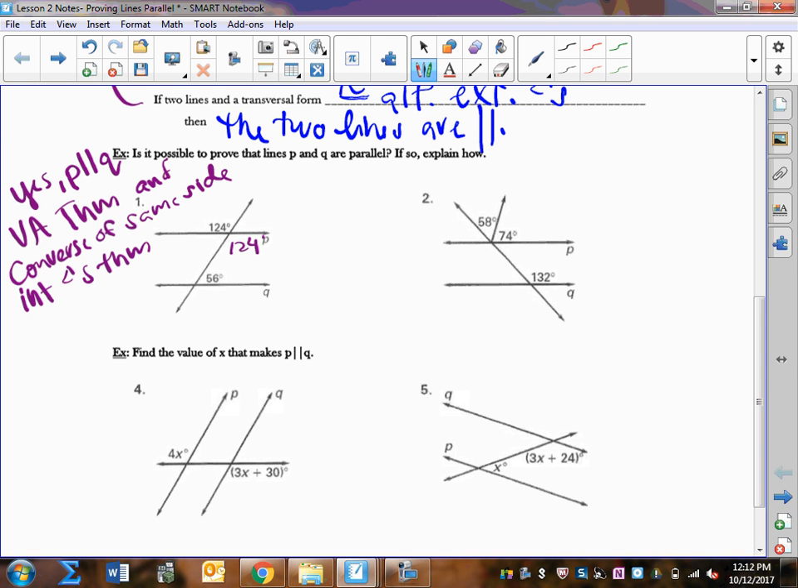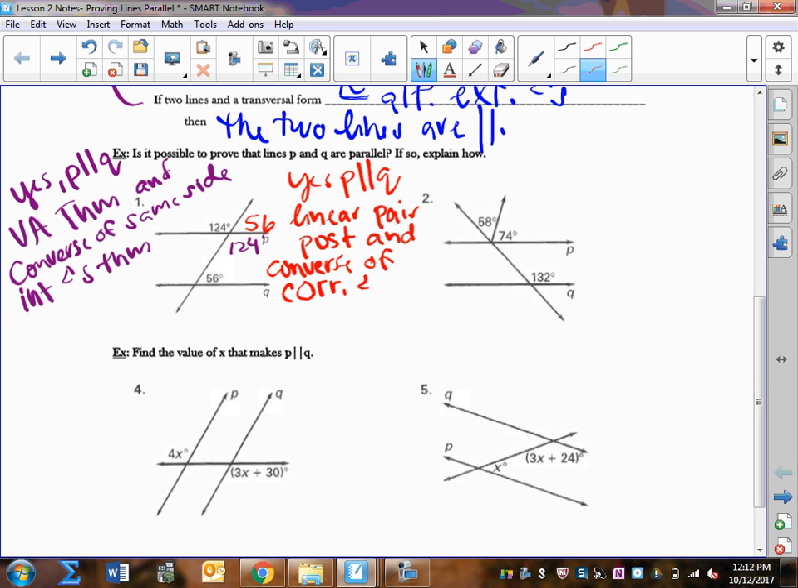Now, let's go in Kitt's direction. If we would have instead said, hey, well, let's use the linear pair postulate. So now I have, these have some type of relationship. What relationship is that? Corresponding. So if I took the route of linear pair postulate, then that would actually give me a set of corresponding angles. We see those are congruent, so then we could use the converse of corresponding angles postulate.